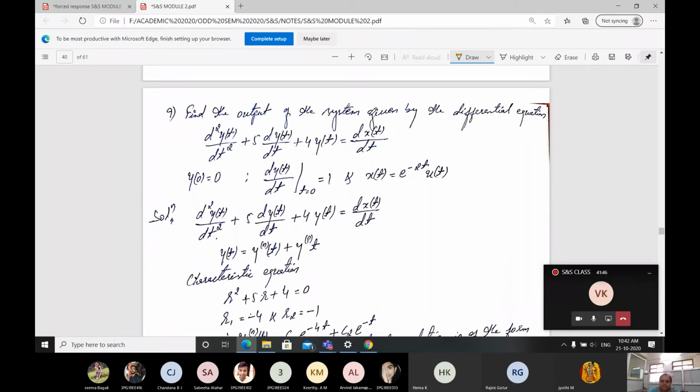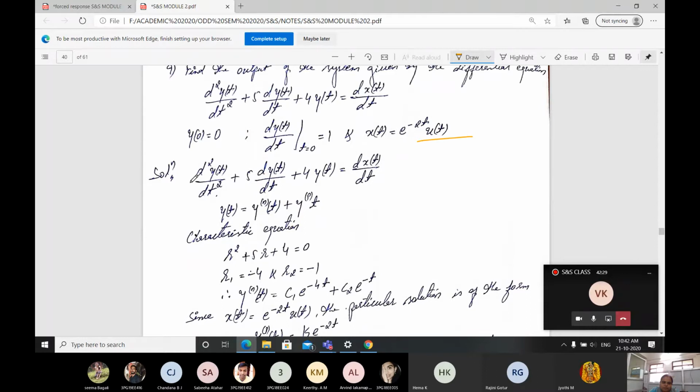Find the output of the system given by the differential equation d square y of t divided by dt square plus 5 dy of t divided by dt plus 4 y of t is equal to dx of t divided by dt. Here the conditions are given for us. In the first response, we have to assume that y of 0 is going to be 0 only. But here the conditions are given: y of 0 is 0, then dy of t divided by dt at t equals 0 is 1, then x of t is equal to e raised to minus 2t u of t. They only gave the conditions.